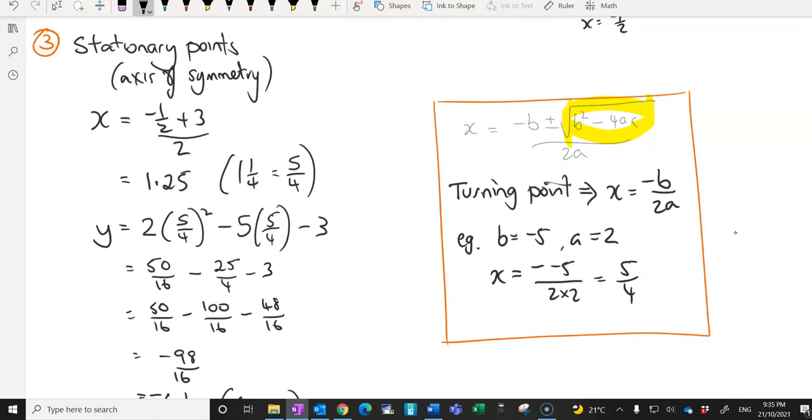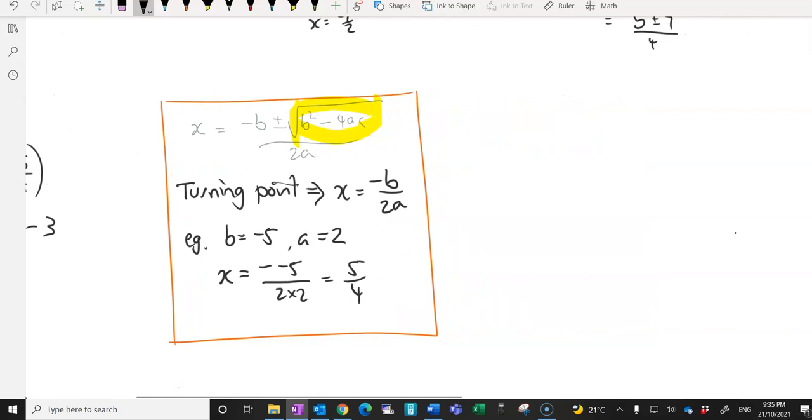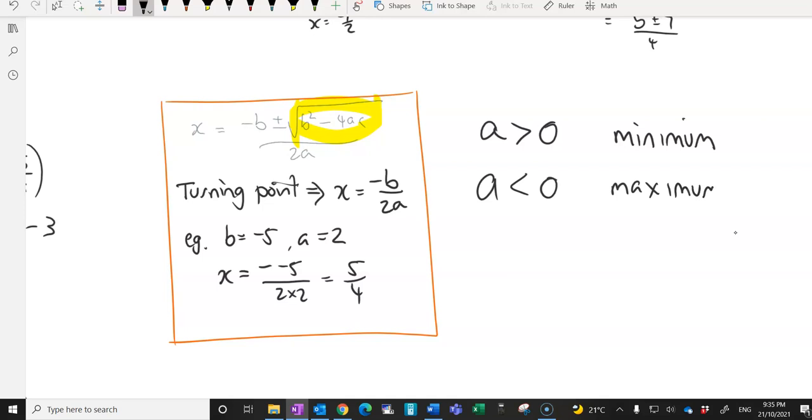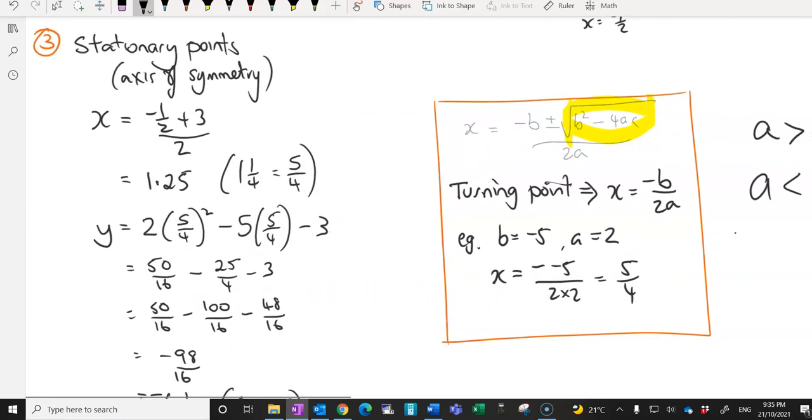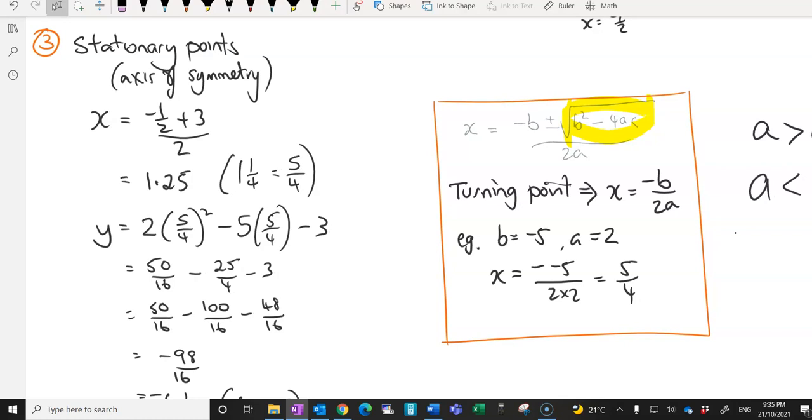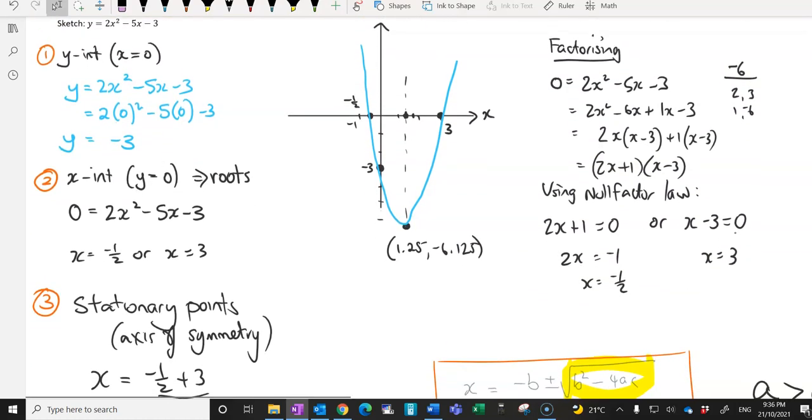Okay. The second little piece of information is this. If a is greater than 0, then we have a minimum. Now we know what a is. A is the coefficient of x squared. And if a is less than 0, then we have a maximum. So that's just another little clue. Now, as we work our way through these graphs, you'll see that holds true every time. They're just two little extra pieces of information to help you with your sketch. Once you've identified those three key areas, y-intercept, the roots, and the stationary point, then you can graph your quadratic.